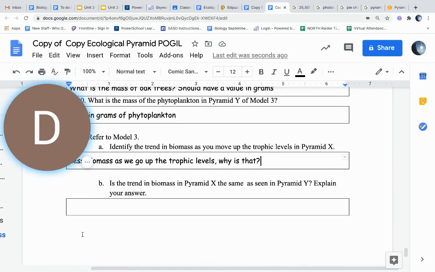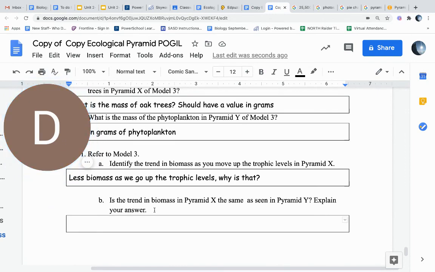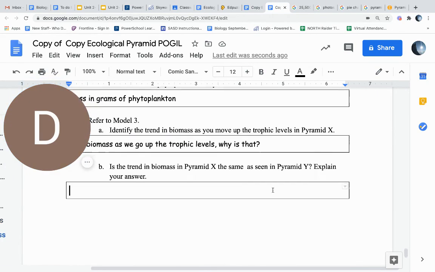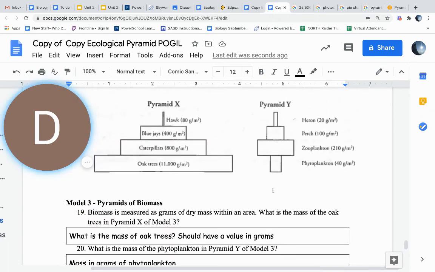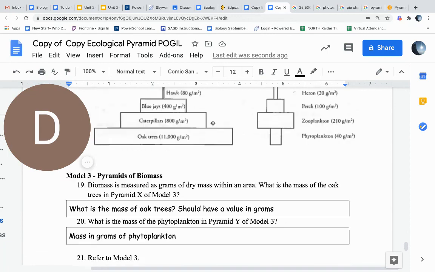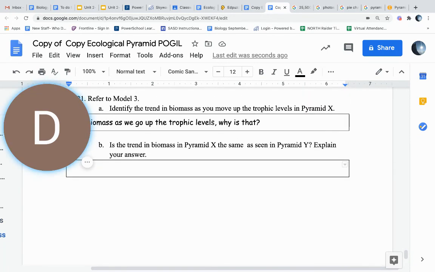So based on that information, is the trend in biomass in Pyramid X the same as Y? Argue yes or no, and explain your answer. So is the trend going to be the same? The pyramids look a little bit different, so see if you can explain why.